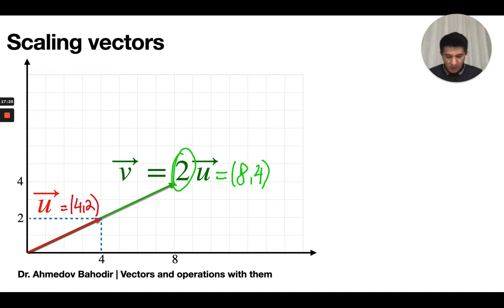So for example, if you would like to get a third vector, which is going to be twice shorter than this red vector, just multiply the u by 1 over 2, right? This vector is going to have the coordinates 2 and 1, so this is going to be simply 1 over 2u. And it is going to be, again, in the same direction as the u, but the length is going to be smaller.